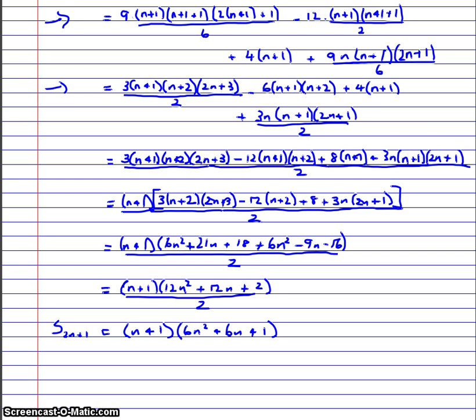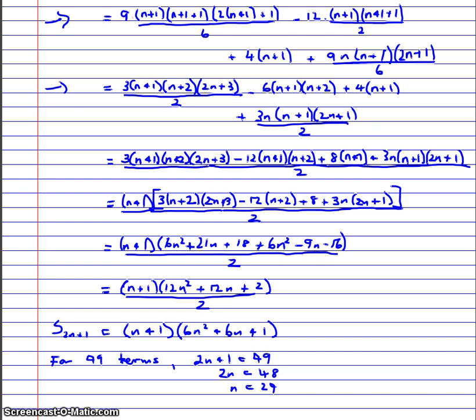Second part is to find its sum to 49 terms. So what we need to do then for 49 terms, we want 2n plus 1 equal to 49. So we need to find what n is. We've got an expression in n, we need to find n for 49 terms. So 2n equals 48, so that n equals 24.